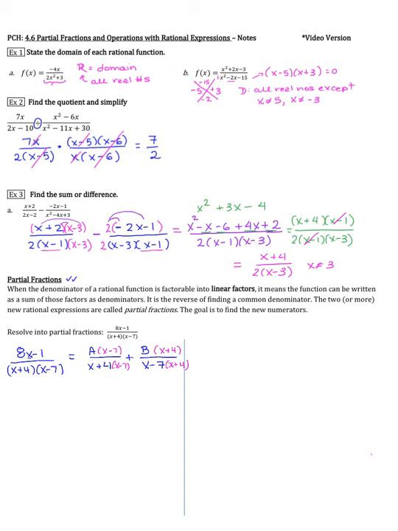Okay, so how does this work? I'm going to pull down my numerator here. Here's 8x minus 1, and I'm going to just distribute so you can see kind of what I'm getting at here. I have on that first fraction, I have ax minus 7a plus bx plus 4b. All right?